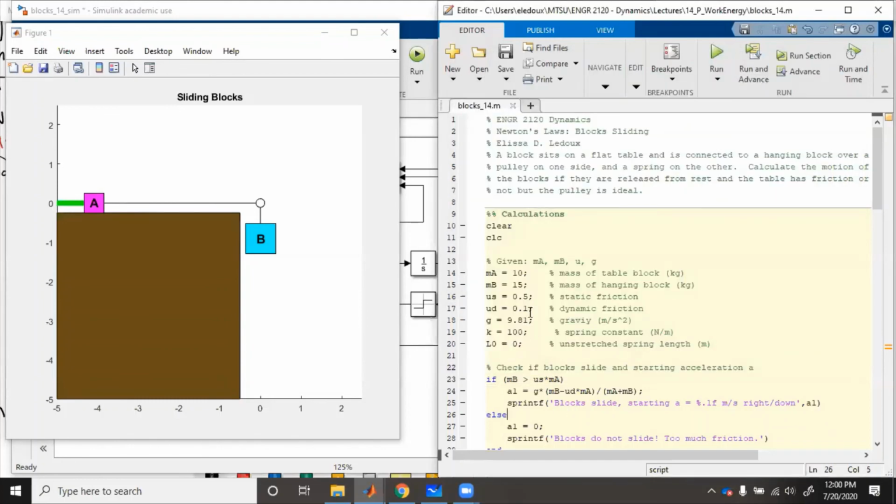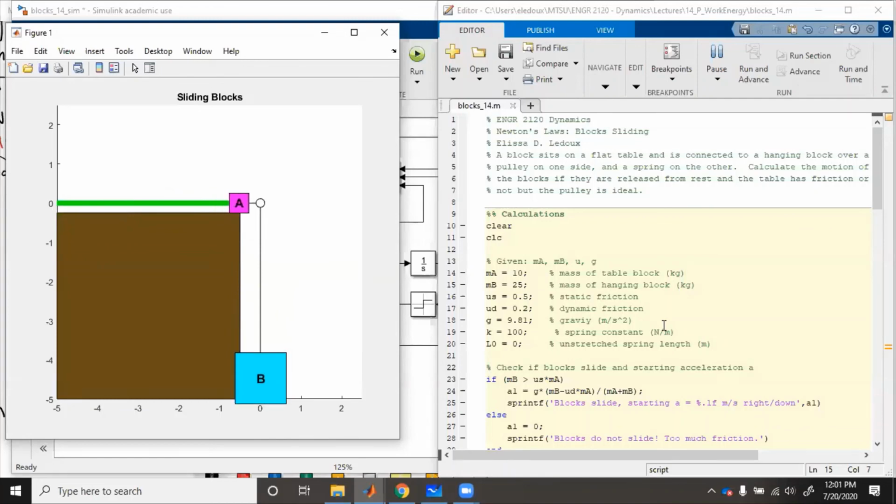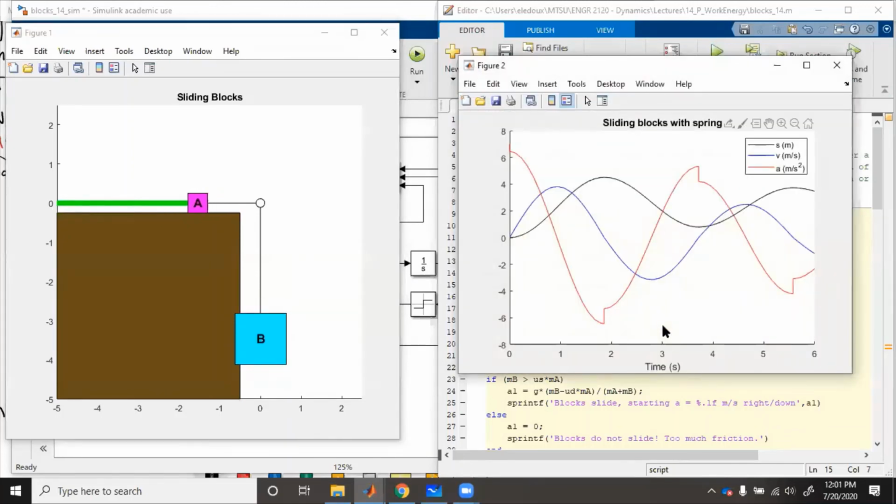And then let's say we put this back to 0.2. And what if we made B a lot bigger? What happens then? Say B is 25. We'll run that and look at it again. So here, since B was extra big, it was easier for it to overcome the friction on A. And so you can see that there's still a significant amount of bouncing here. It hasn't quite leveled out after the 6 seconds.